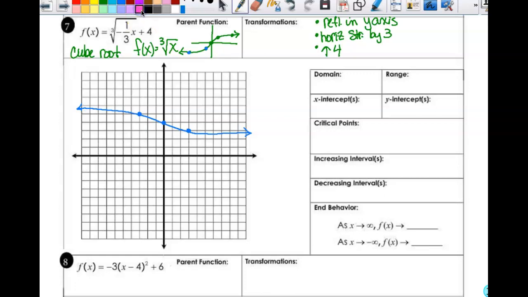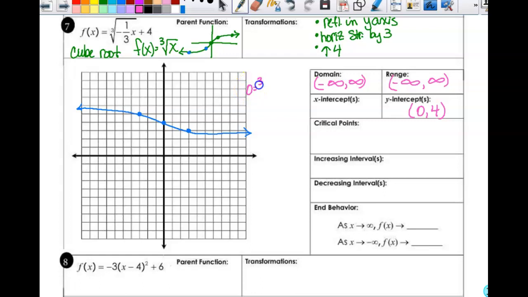So my domain is -infinity to infinity. My range is -infinity to infinity. My x-intercept, well, I know my y-intercept. Let's go ahead and put that. That's at 0, 4. I don't have to do anything there. But I do have to find my x-intercept, which I'm going to have one and it's positive. It's over there somewhere. And I know it's farther out than x being 24 because there I was still up here. So I'm going to set this equal to 0.